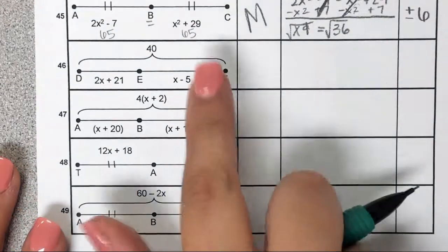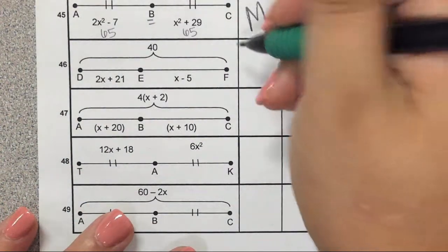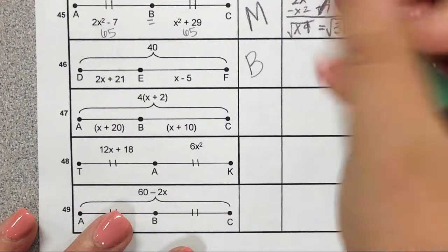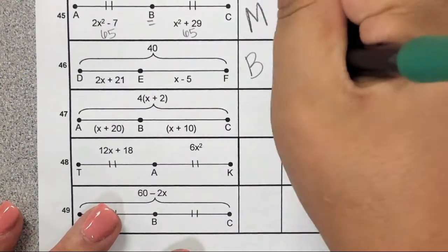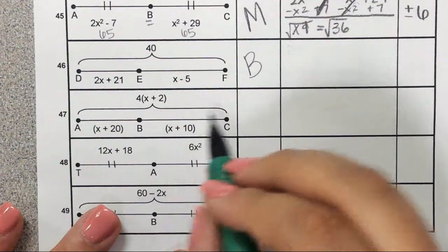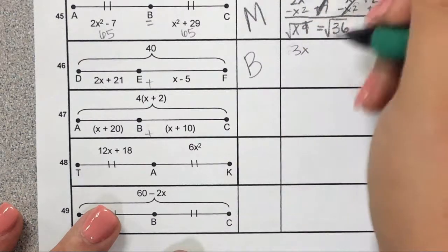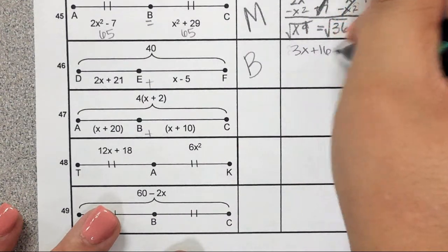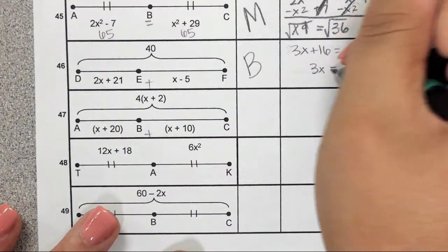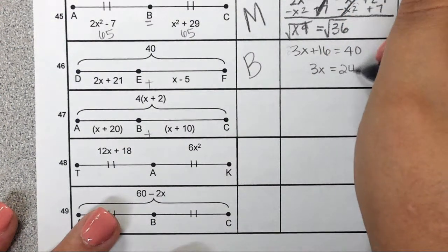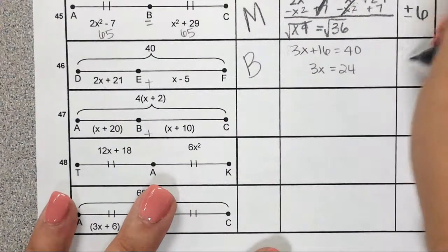Alright. This one. Between. There's no indicators. So I'm going to do these a little bit quicker just because we've already done a bunch of them. Are you okay with that? So I'm going to add them beforehand. That's going to give me 3x, plus 16 equals 40. 3x equals 24. And then x is going to equal 8.